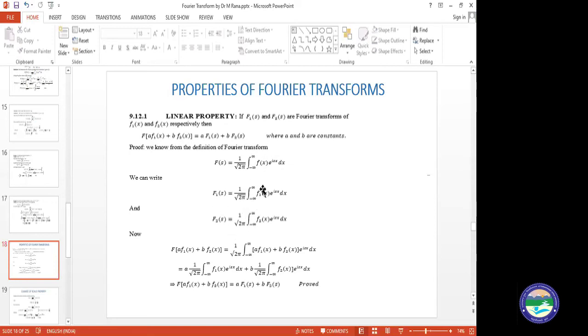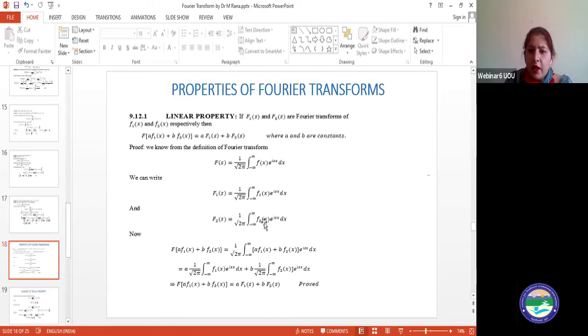For f2s, we will write f2x, so we'll get these functions, and a and b are constants. So we'll get f equal to a f1x plus b f2x, equal to 1 upon root 2 pi integration from minus infinity to infinity of a f1x plus b f2x times e raised to power isx. And you know that integration also has a linear property, so we can separate it. So, a times 1 upon root 2 pi integration from minus infinity to plus infinity f1x e raised to power isx dx, plus b times 1 upon root 2 pi integration from minus infinity to plus infinity f2x e raised to power isx.